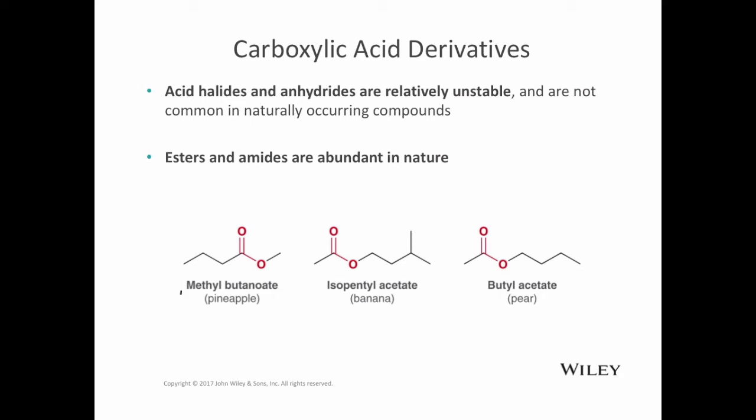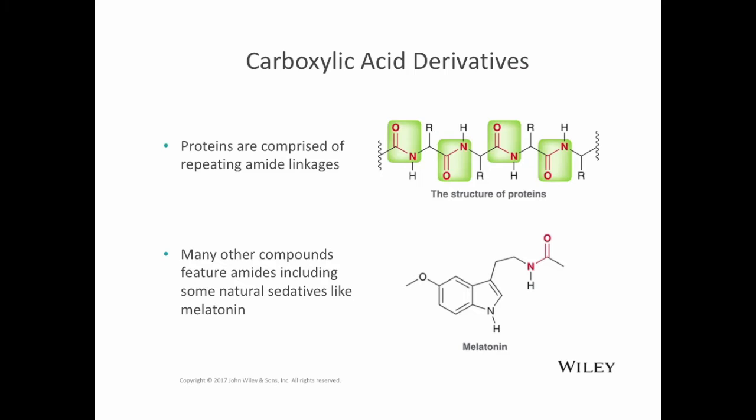So we have methyl butanoate, which has a pineapple smell, isopentyl acetate, which has a banana smell, and butyl acetate, which has a pear smell. And these are all examples of esters. Proteins are biomolecules that are composed of amide linkages. So here we have the amide functional group, and this protein consists of several of these amide linkages. And many other compounds also feature amides, such as melatonin, which is a sleep aid.